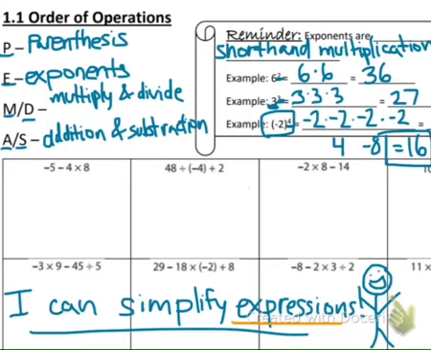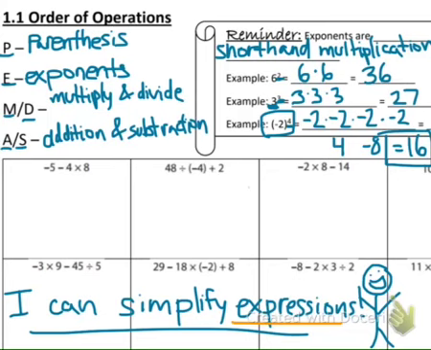So there you have it. That's the order of operations. Parentheses, exponents, and then multiplication and division are in the same step, and addition and subtraction are in the same step. So you're going to do those ones from left to right. If you see a multiplication sign and then a division sign, then you multiply first, just from left to right.